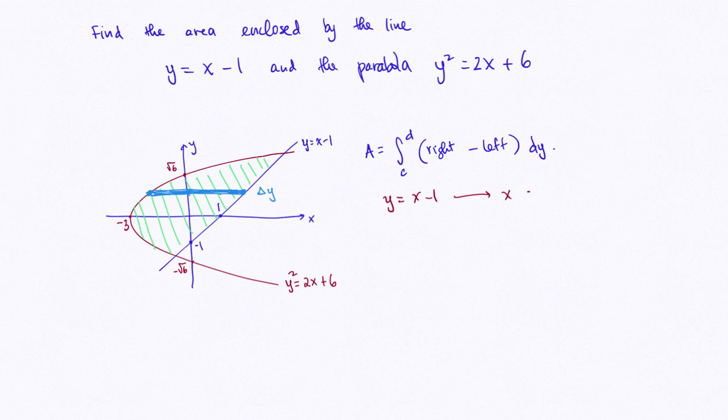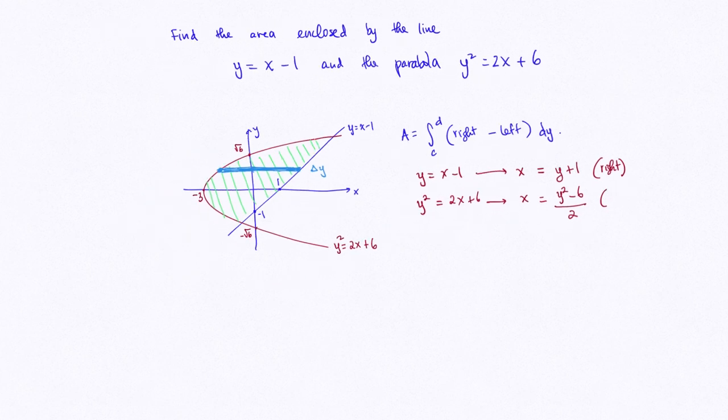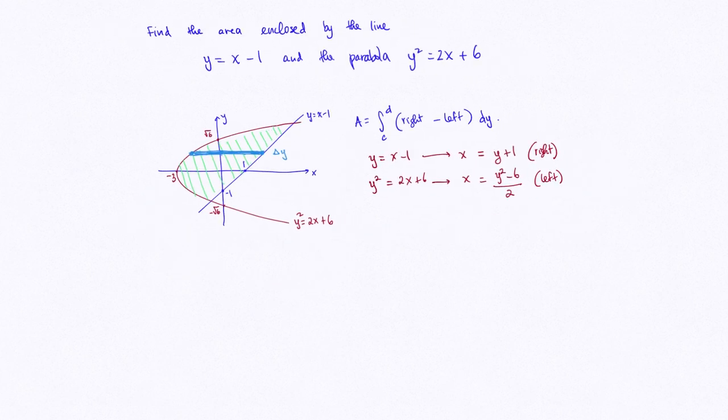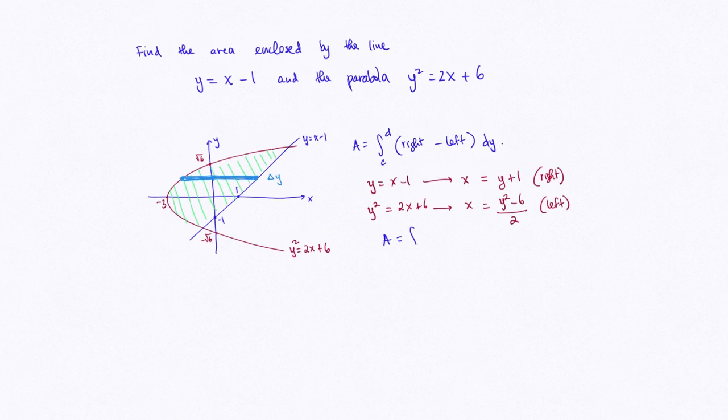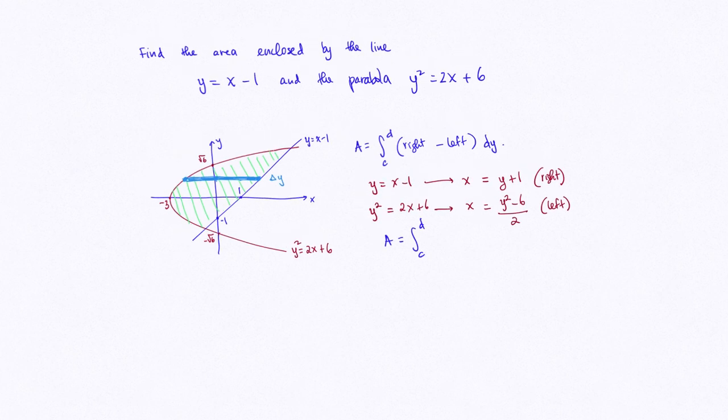But y equals x minus 1, so in terms of y, x is y plus 1. This is the right curve. y squared equals 2x plus 6, isolate x. We have x equals (y squared minus 6) divided by 2. This is the left curve in terms of y. So the area is the integral from c to d of y plus 1 minus 1/2 (y squared minus 6) dy.